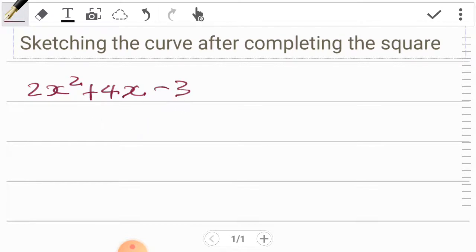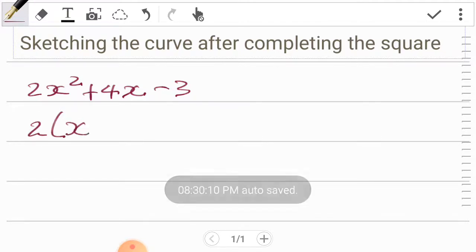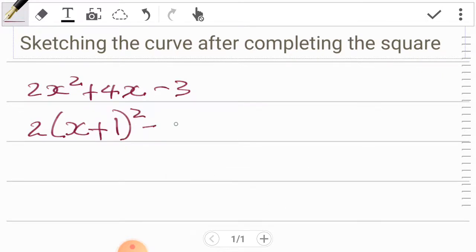Now, we're about to look at what the quadratic curve looks like when you have completed the square. We have done quite a number of videos. You could check the link below. You will see two methods that we put on how you could complete the square. So if you complete the square, you will get an expression that looks like this. Again, if you missed the videos on completing the square, you could check the link below. So we have 2 into x plus 1 squared minus 5. When the square is completed, this is what we get.